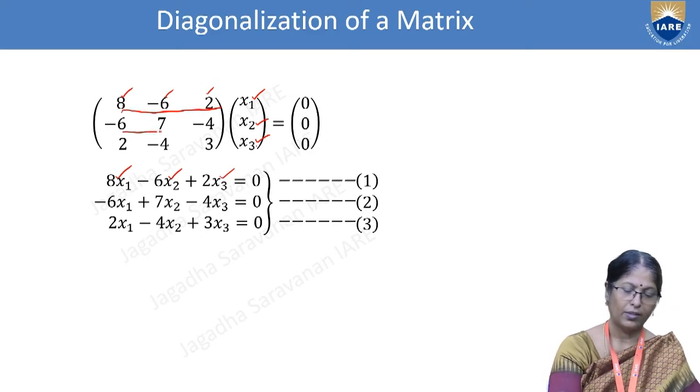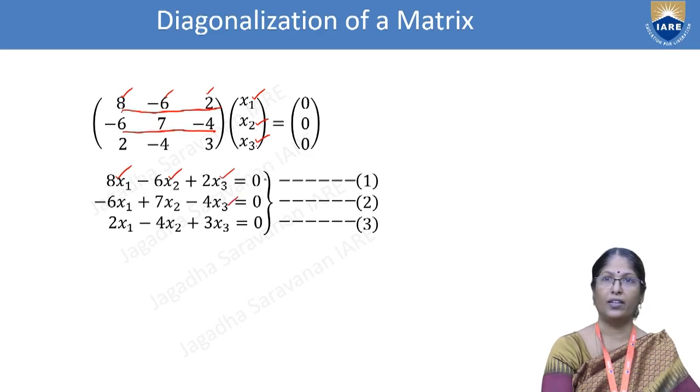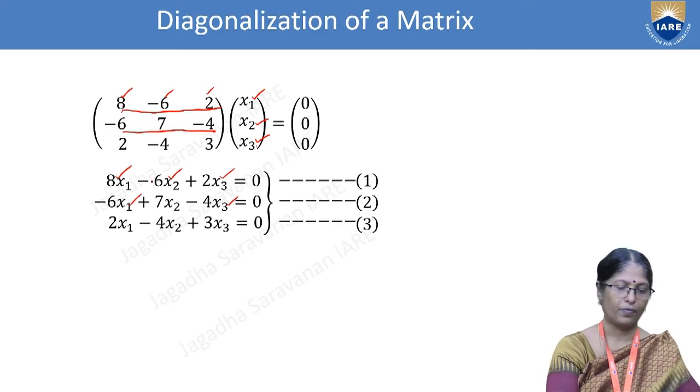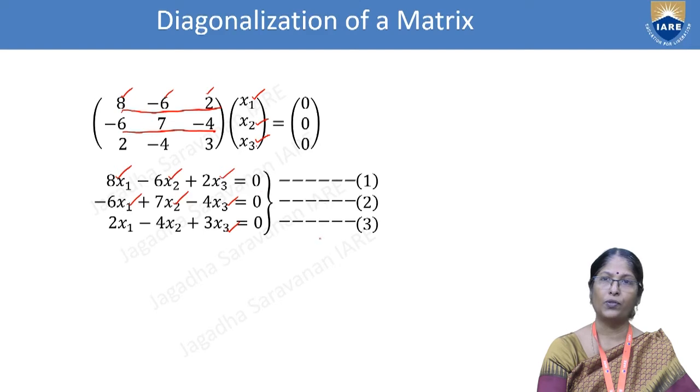Similarly, second row we will take, similar way we will multiply and we will finish the second equation. That is minus 6 into x1. Fine. 7 into x2. Fine. 7x2. Minus 4 into x3, minus 4x3. So similar way, the third row also to be done. We got it. 2x1 minus 4x2 plus 3x3 equal to 0. We got 3 equations.